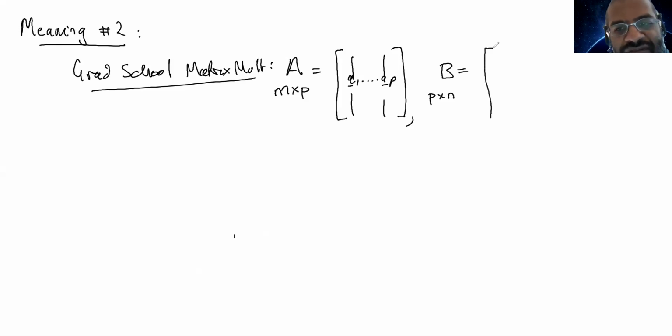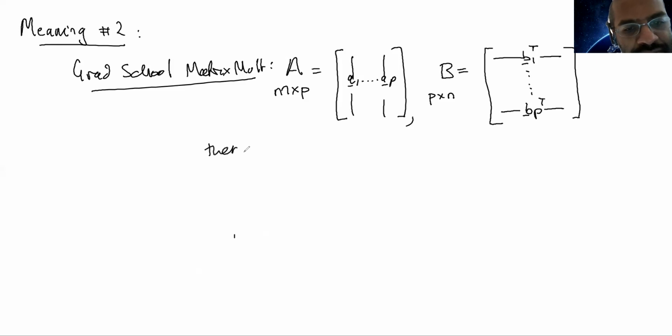And this has now P rows, right? So B1 transpose all the way up to BP transpose, where these BPs live in Rn. Okay. So then the product, this is a bit funny, right? You're used to looking at the rows of the first term and the columns of the second term. But now we're looking at the columns of the first term and the rows of the second term.